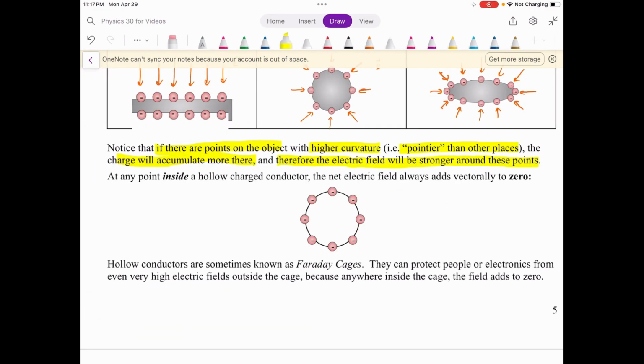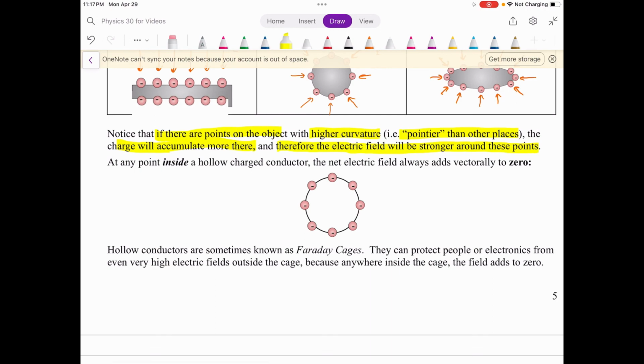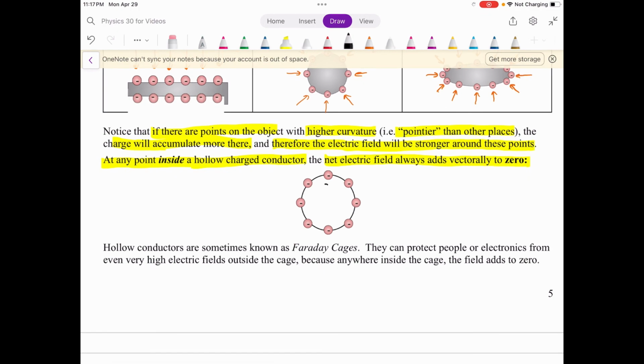Now, an interesting fact about these hollow charged conductors is that at any point inside of them, the net electric field always adds vectorially to 0, which is interesting. So believe it or not, even though this is a charged conductor, full of extra charge, with a net charge, anywhere inside of it there's actually no electric field. Now, how can that be possible?